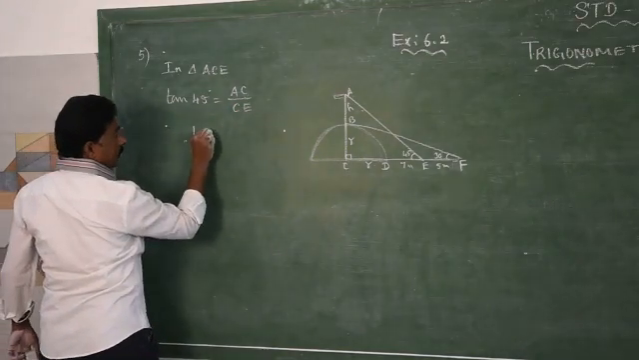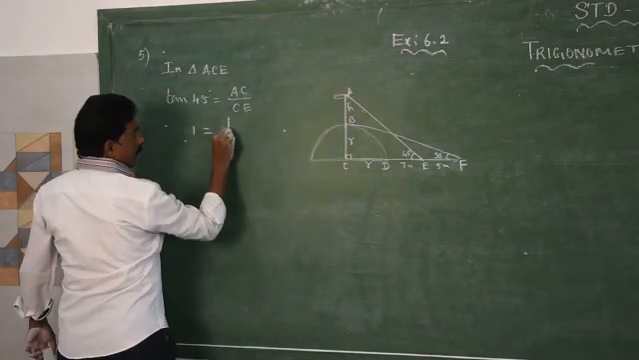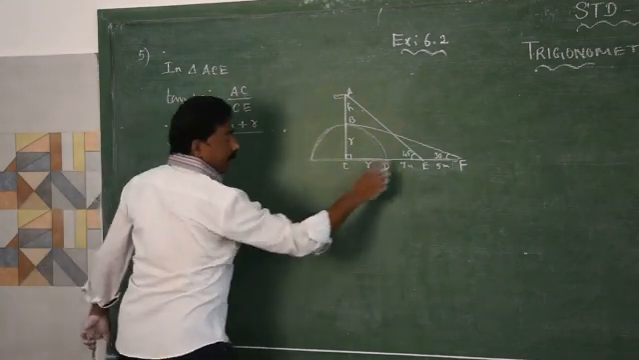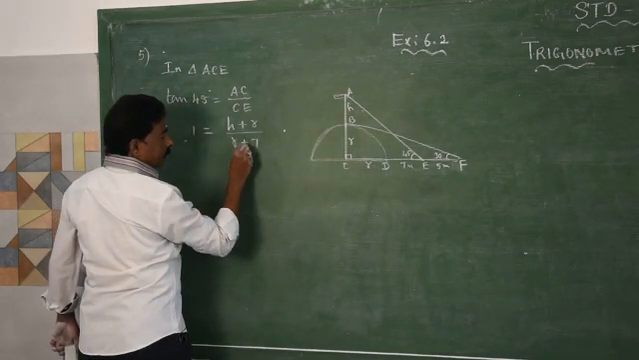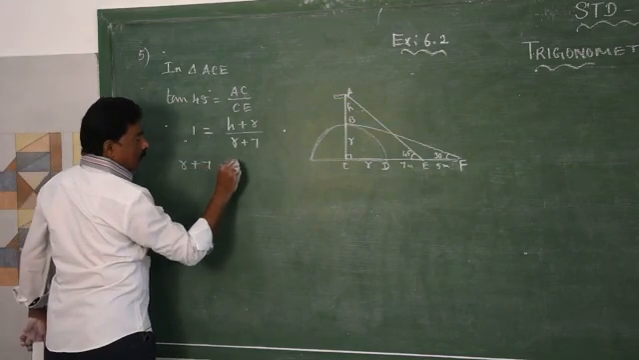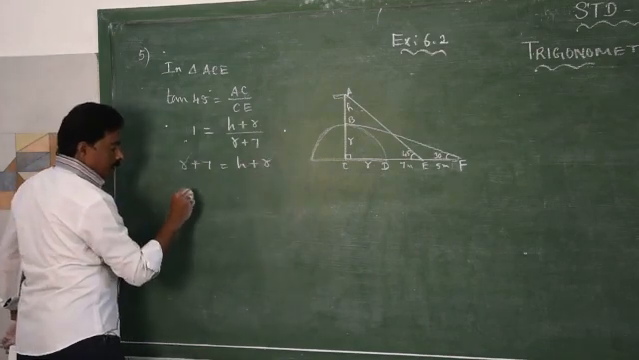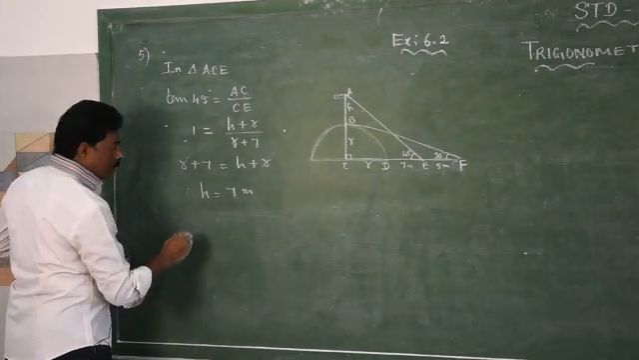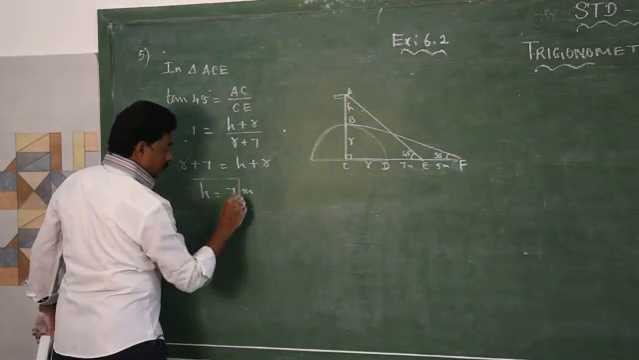Tan 45 is 1. AC means AB plus BC, so that is H plus R, by CE. CE is CD plus DE, R plus 7. So when you cross multiply, R plus 7 equals H plus R. R and R you can cancel. Therefore H is equal to 7 meter. Now what is the height of the pole? Therefore the height of the pole is this H.